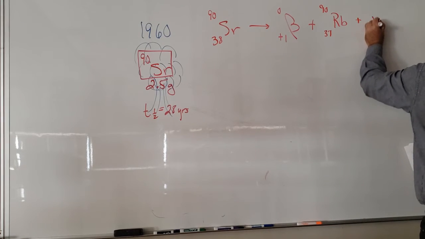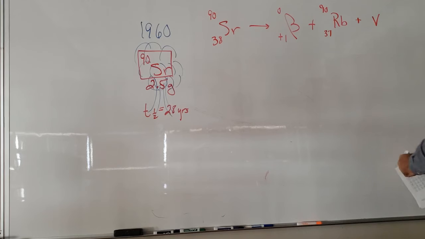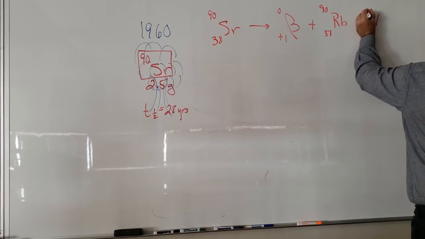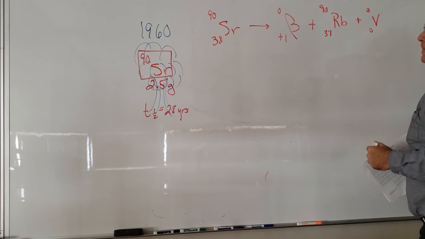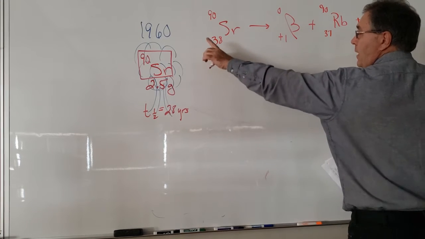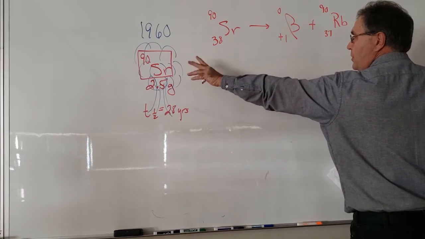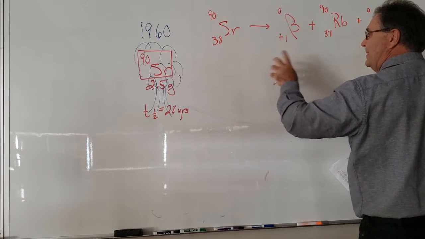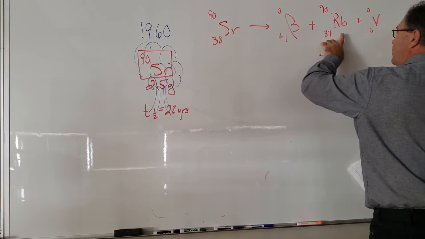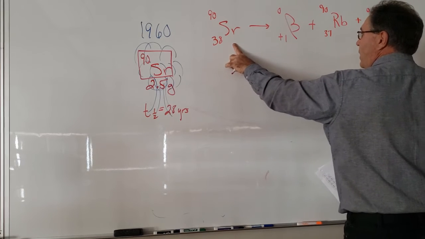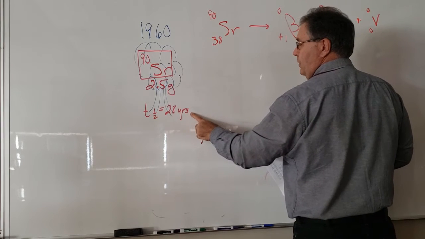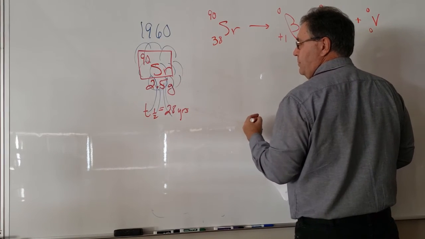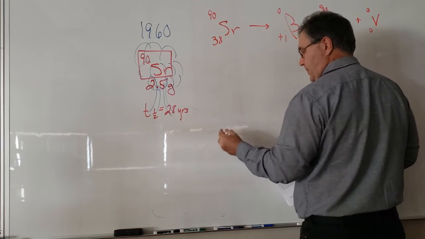Now we're also going to be forming a neutrino in this reaction, but a neutrino has no charge nor any mass, so it doesn't affect these numbers at all. Anyway, as the strontium 90, which was produced in this explosion, exists in time, the strontium decomposes into rubidium. So the strontium amount goes down as the rubidium amount goes up. Now we're told that this 2.5 gram sample gets cut in half every 28 years.